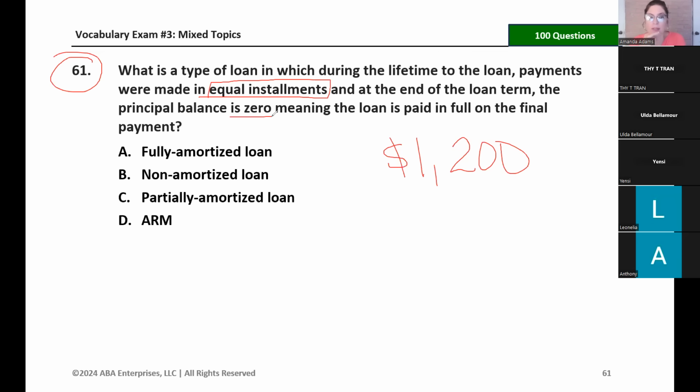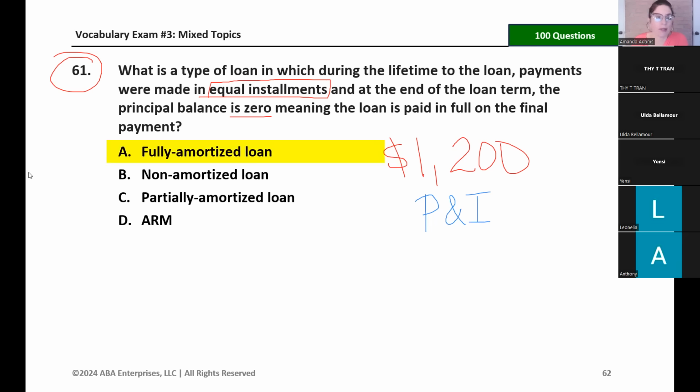And also something else that's important about these loans is this $1,200 is going to contain a portion for the principal and a portion for the interest. So you are fully killing off this loan, fully killing it off. So it would be a $1,200 P&I payment, principal and interest. All right. That is A, that's what we call a fully amortized loan.